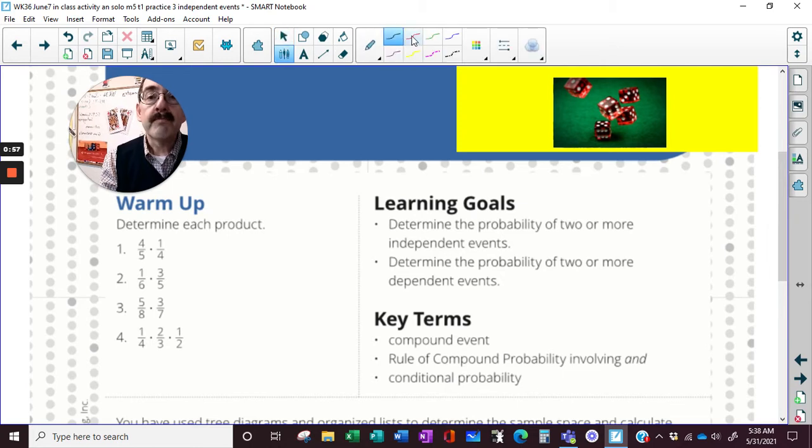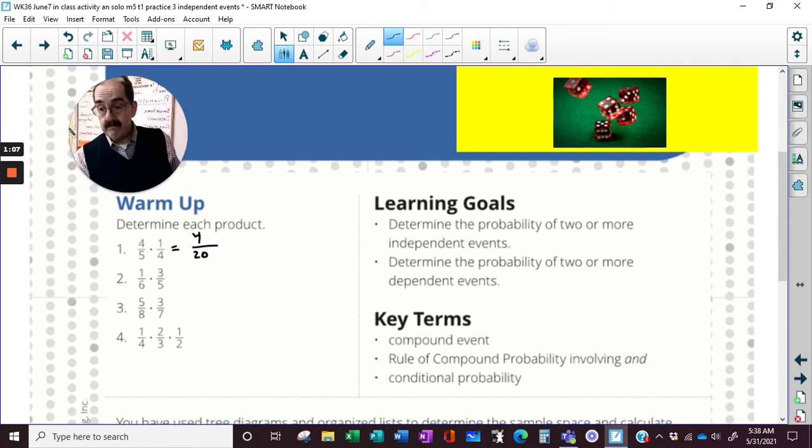We multiply the top. 4 times 1 is 4. Multiply the bottom. 5 times 4 is 20. You could simplify them, but that's not the main goal. The main goal is just to refresh our memory. We multiply the numerator, the top. We multiply the denominator, the bottom.